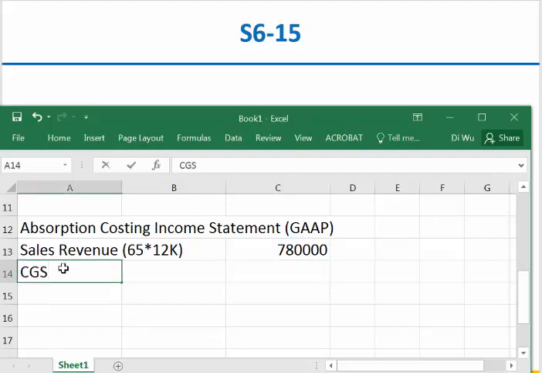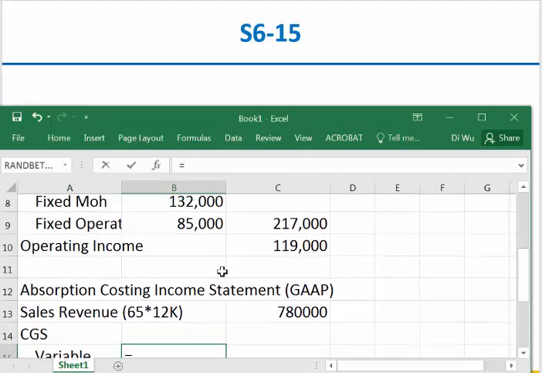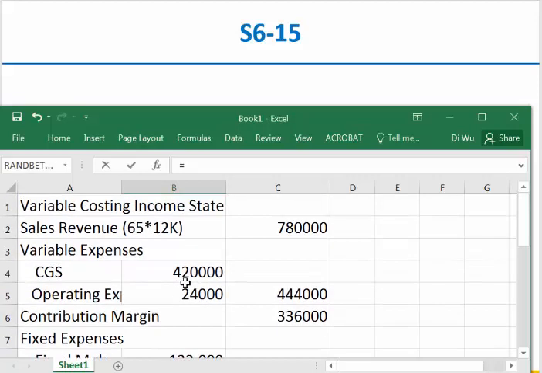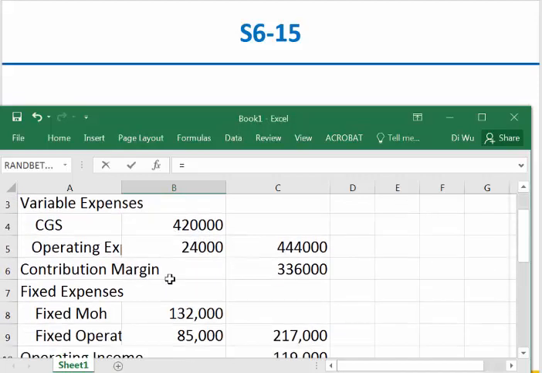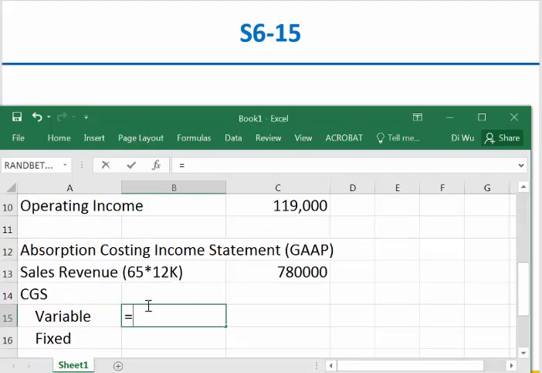Next is the entire CGS. So for this CGS, we have to look at the variable part and also the fixed. For the variable, we have that already, and we are looking at 420,000, correct? Which is the result of 12 times 35. If you are not sure, you can replicate the multiplication here. You can multiply $35 times 12,000, and $35 includes variable direct materials, direct labor, and the variable manufacturing overhead. So you get 420,000.